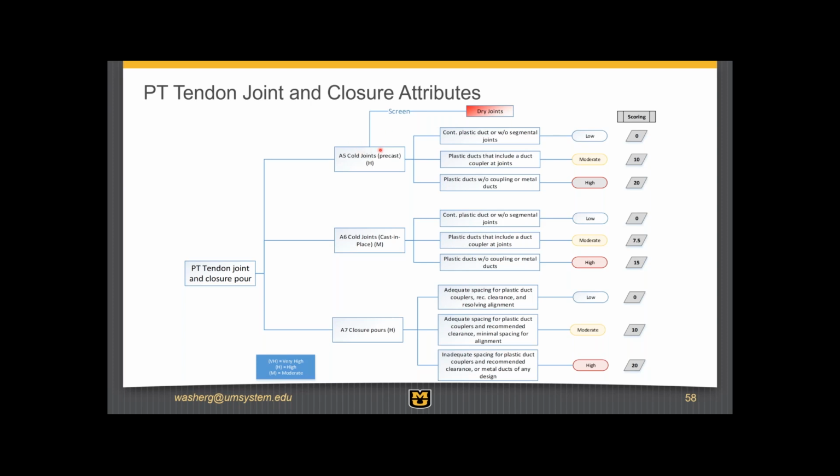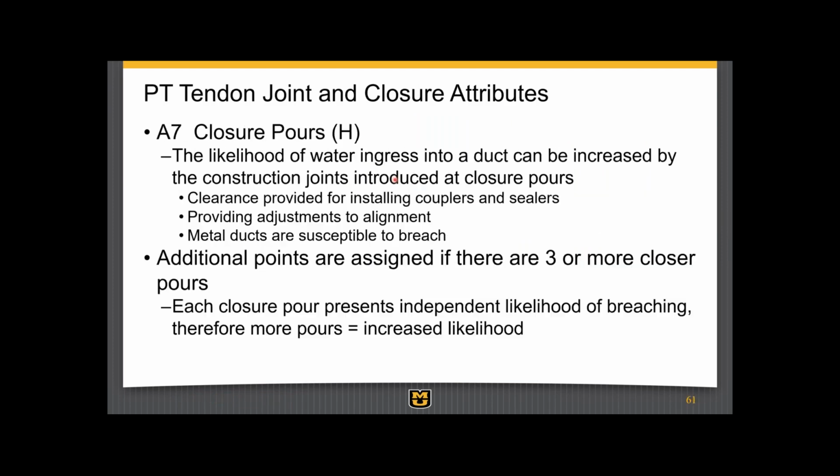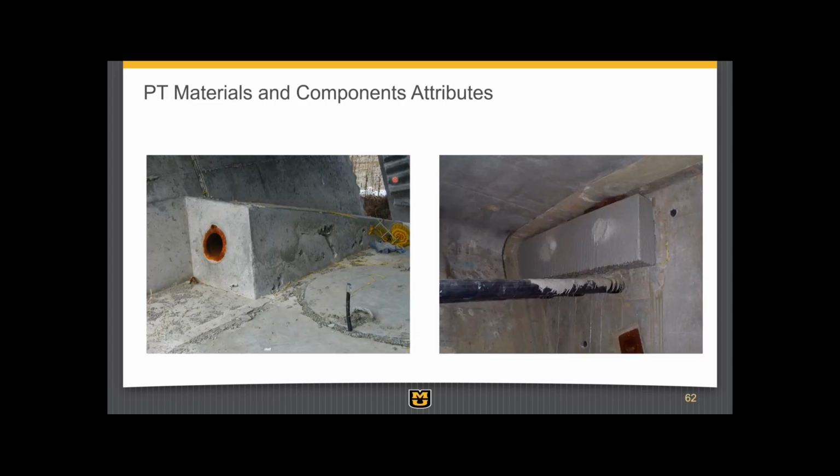Other criteria are characteristics of cold joints in cast-in-place or precast bridges. Closure pours, do you have them? How many are there? And there are a couple of slides that talk about those. With closure pours, for example, the likelihood of water ingress into a duct is increased. The construction joints are introduced at closure pours, and it depends on whether clearance is provided for installing couplers and sealers, for example, being able to adjust the alignment of the sections. If there are lots of closure pours, there are additional points assigned in this model.